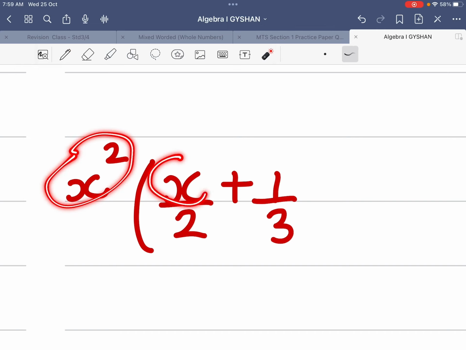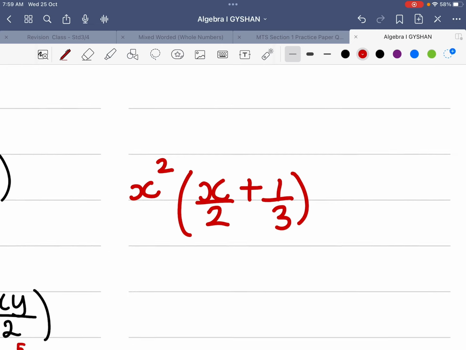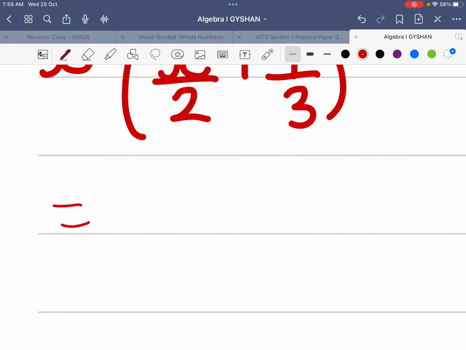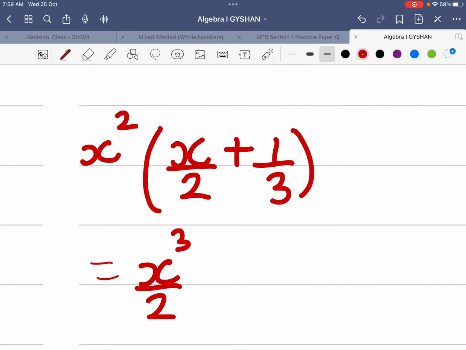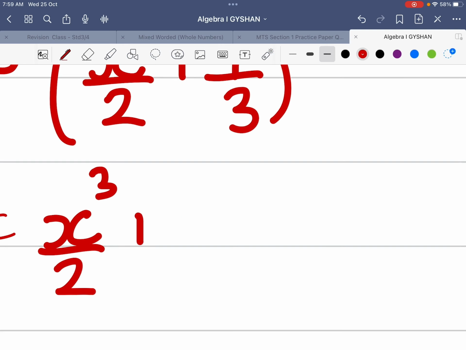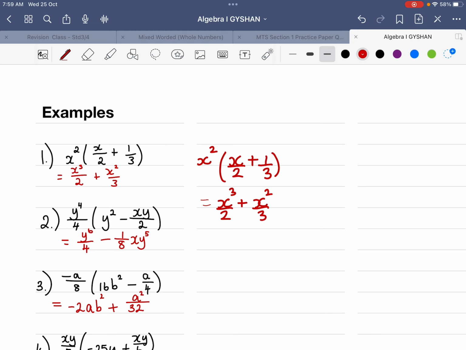X squared by x will give you x cubed. So that's x cubed over 2. And x squared by 1 will give you x squared. So that's x squared over 3. Number 2.